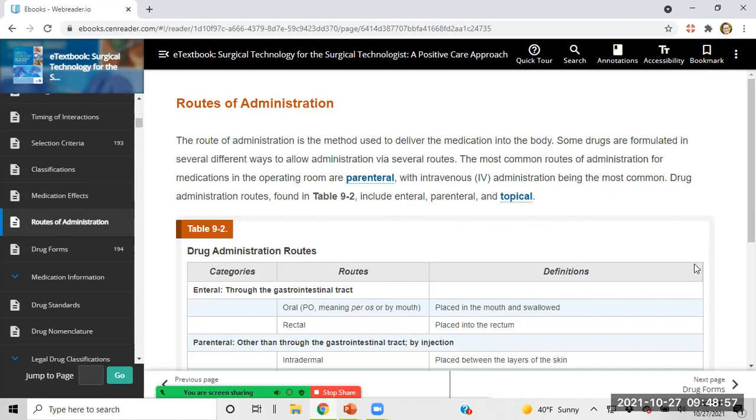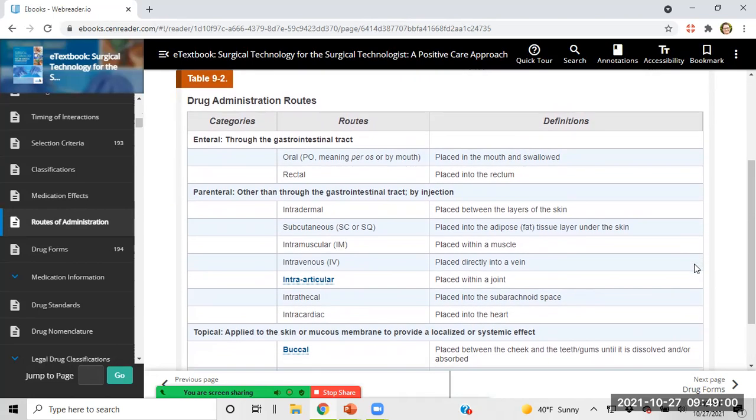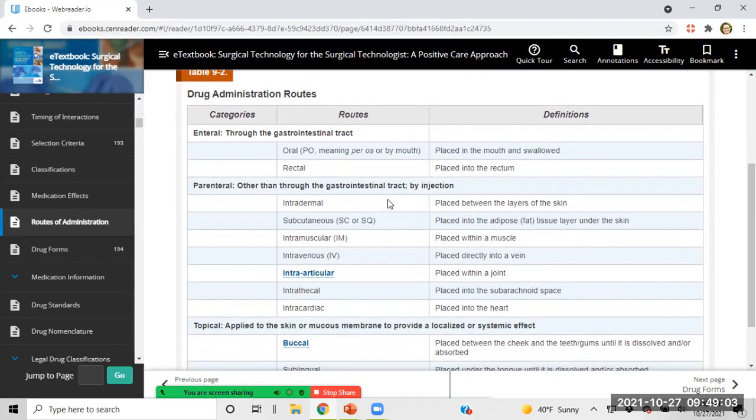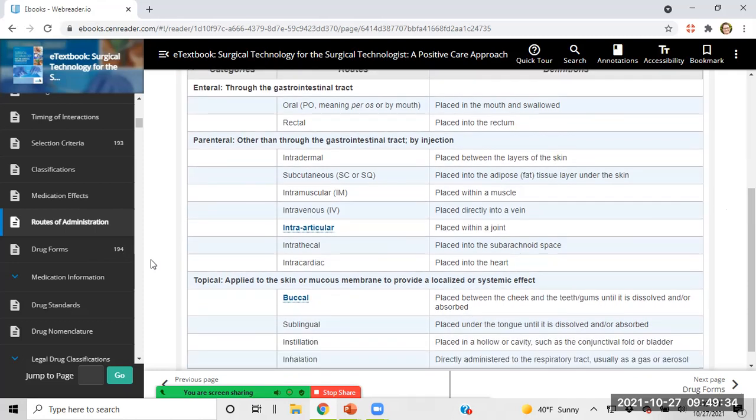All right, here are the different types of routes of administration. So of course, enteral is through the intestinal tract. Oral, that is also known as PO, and you'll hear NPO, so not by mouth is what that means. And all patients that are coming into the OR are NPO for a minimum of 8 hours. And then rectal is another entry route, where like suppositories are placed in the rectum. So other than that, everything is either parenteral or topical.